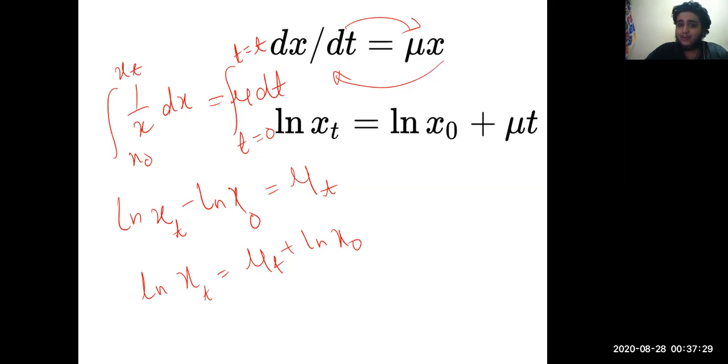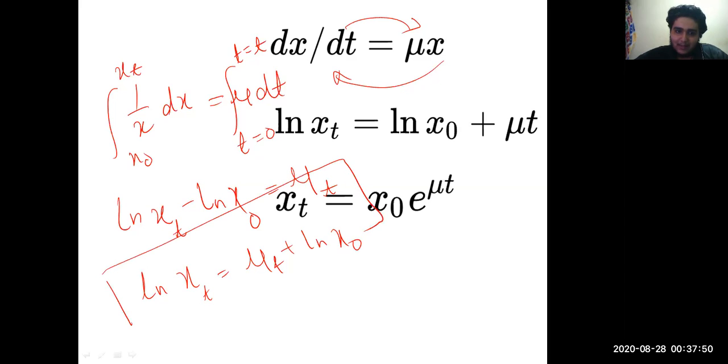Now I can do one more thing. I can basically take an anti-natural log of the entire equation. So removing all the logs, I get basically, xt is equal to x naught times e raised to the power mu t. But we are interested in the previous equation, because if you look at this equation in this form, and compare this to y is equal to mx plus c, clearly it's a straight line.